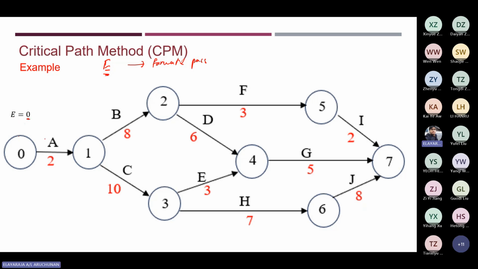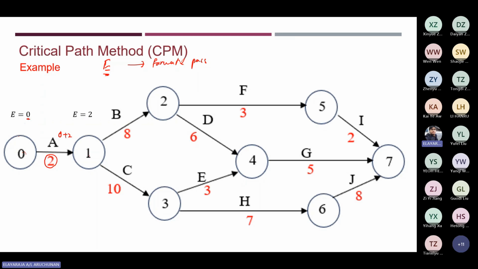Next, moving on from here to node 1, the earliest starting time will be 2, which means you take the duration of the activity and add it to the earliest starting time: 0 plus 2, and you get 2. That's how you get the earliest starting time at node 1, which is equal to 2. You need to add them together, 0 plus 2, so you get 2 days.